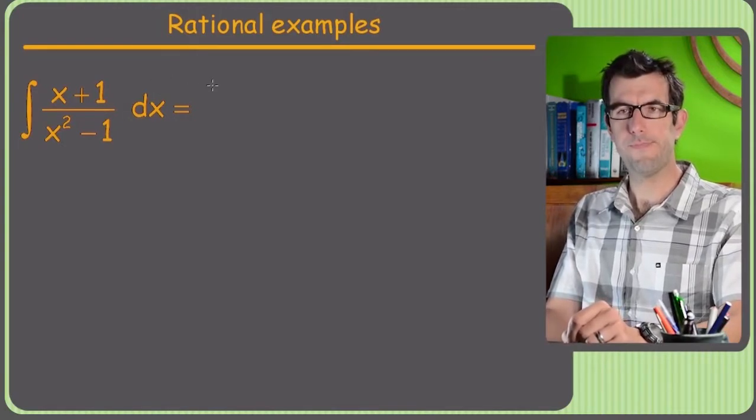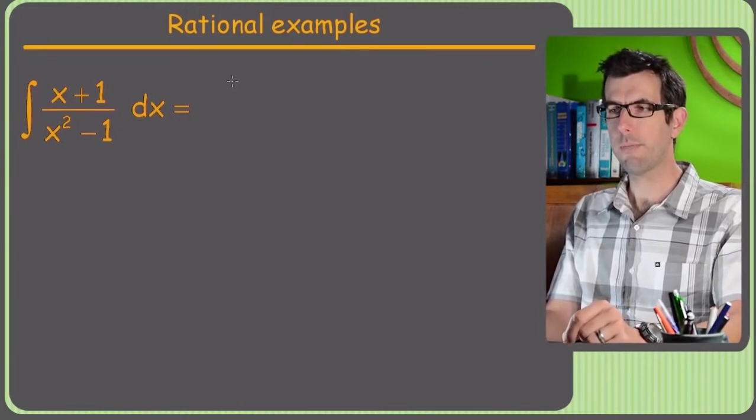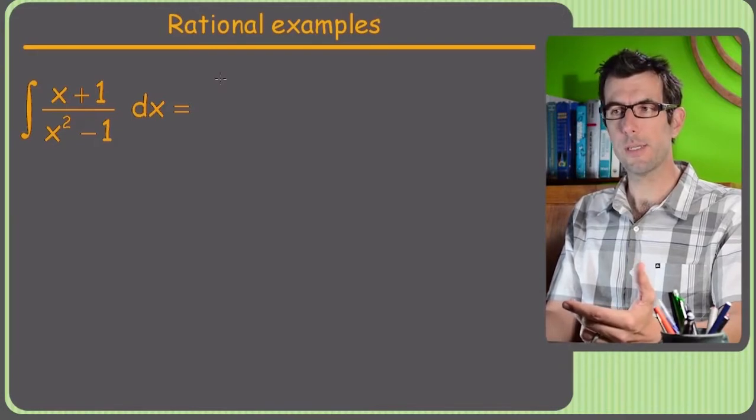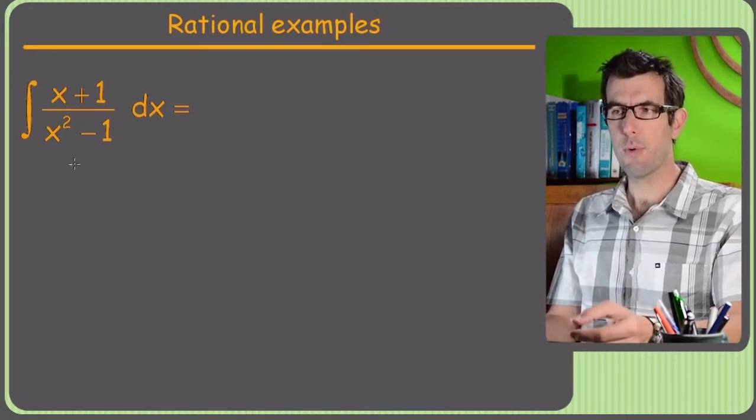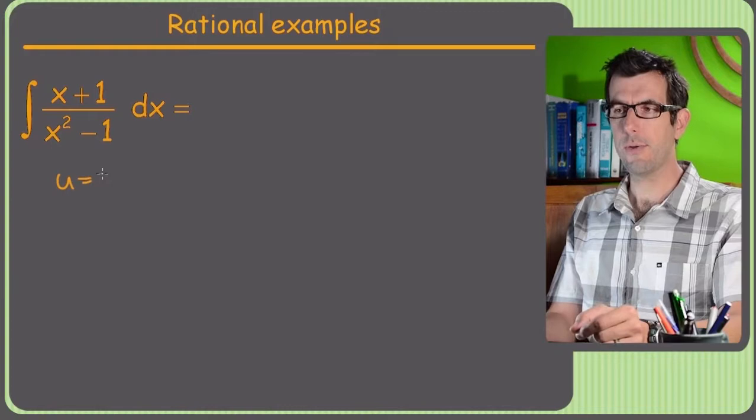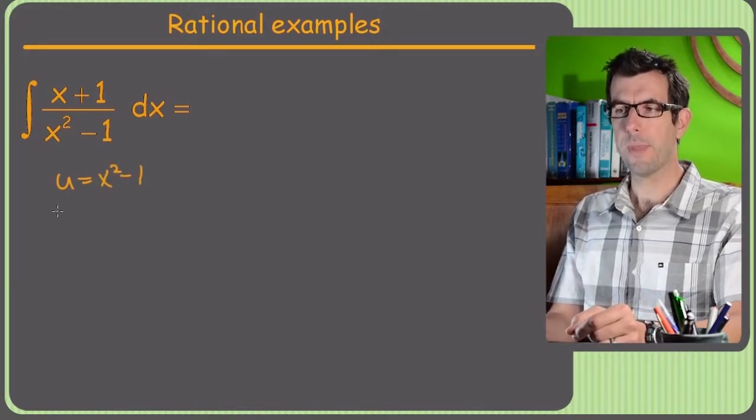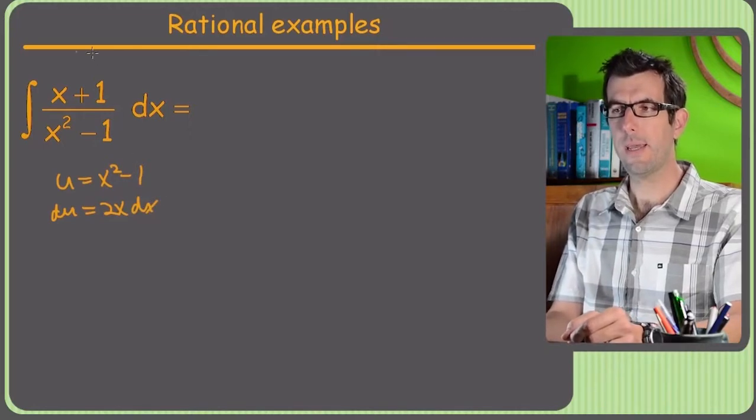All right, here's another one. Not sure what to make of it, but we've been on a roll here using the denominator as our u. So what would happen if we just said, let's make u x squared minus 1. Our du would be 2x dx. Do I have that? No, I don't. This is kind of weird.